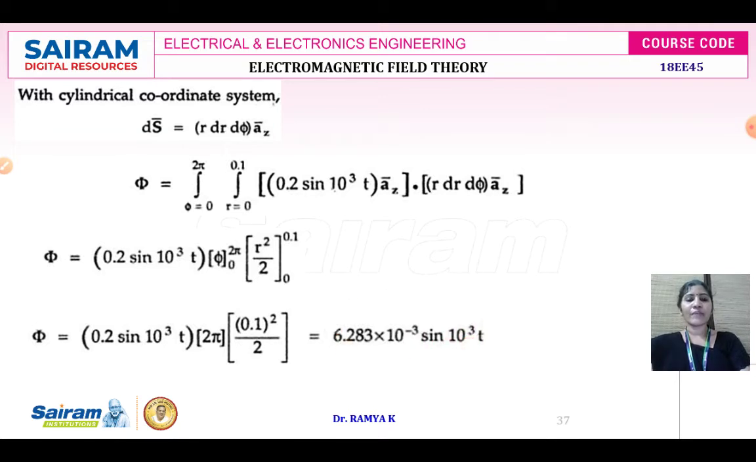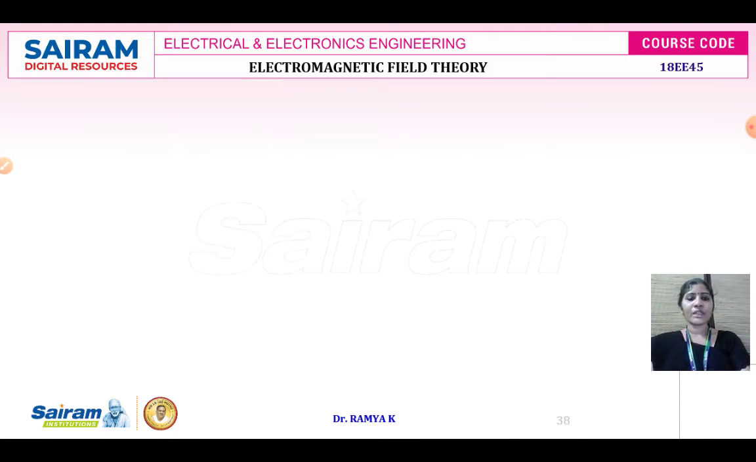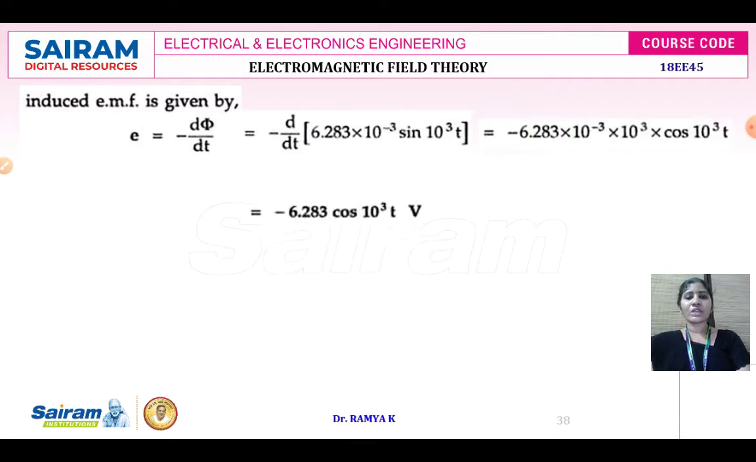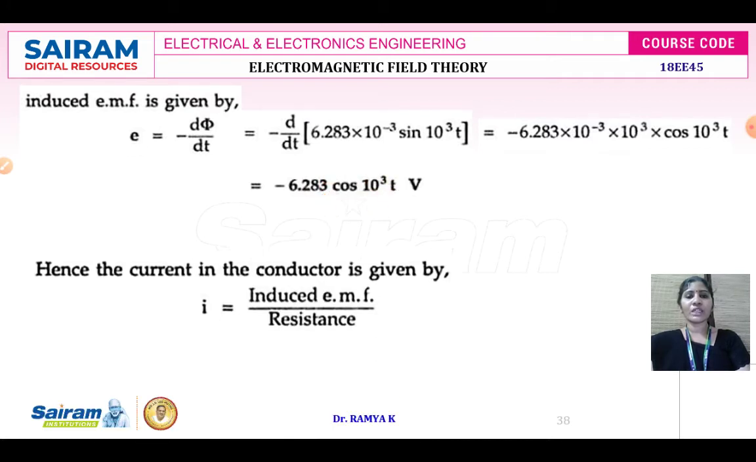milliweber. Now you need to substitute this in Faraday's law equation, d phi divided by dt. When you substitute it, you will get the induced EMF E is equal to minus d by dt of phi, where phi is 6.283 sin 10 to the power of 3t milliweber. By simplifying, we get the induced EMF E is equal to 6.283 cos 10 to the power of 3t volt.